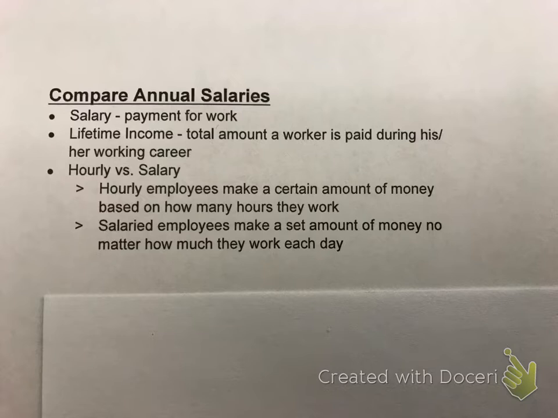An hourly employee makes a certain amount of money based on how many hours they work. So if they work 5 hours, they get paid less than if they worked 40 hours. So the more you work, the more money you're going to make. The less you work, the less money you're going to make. That's different from a salaried employee, where a salaried employee is going to make the same amount of money regardless of how many hours they work.